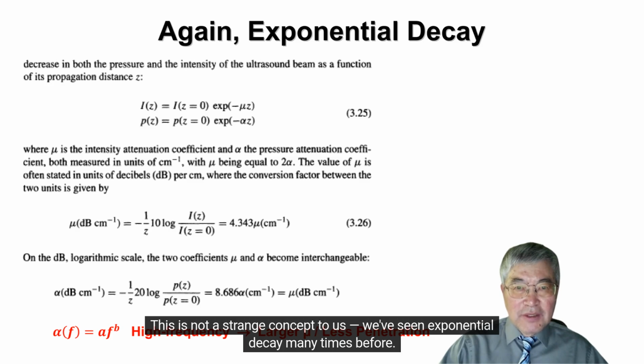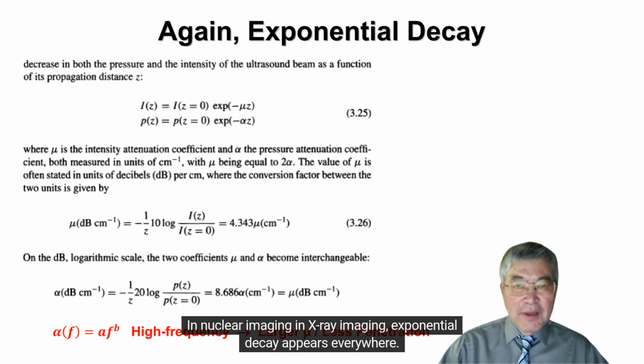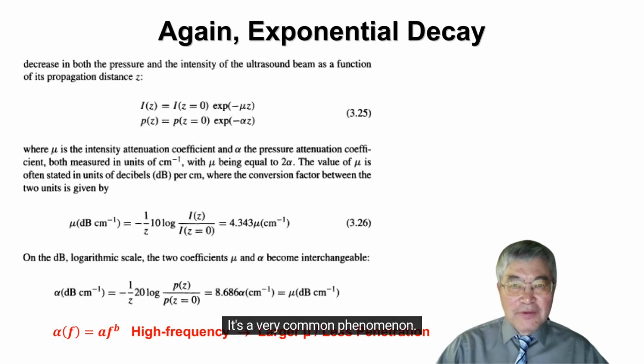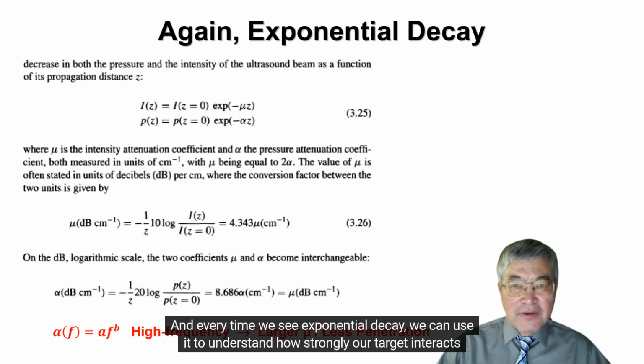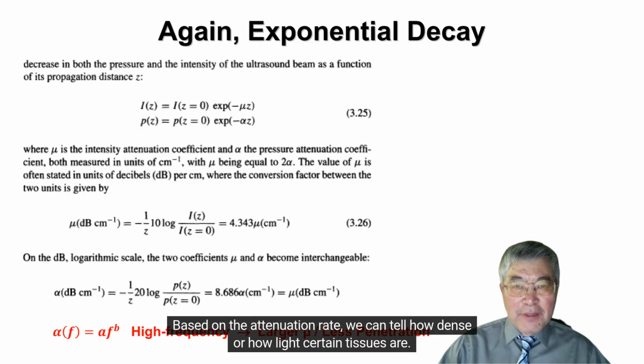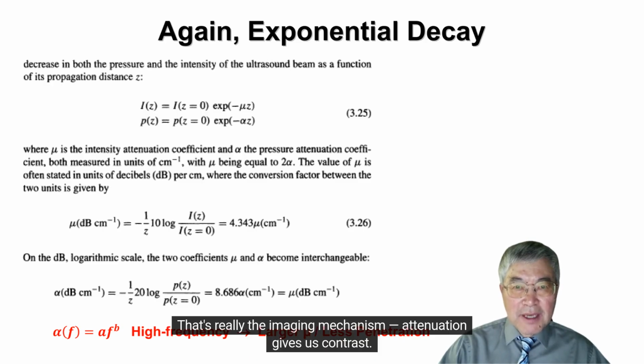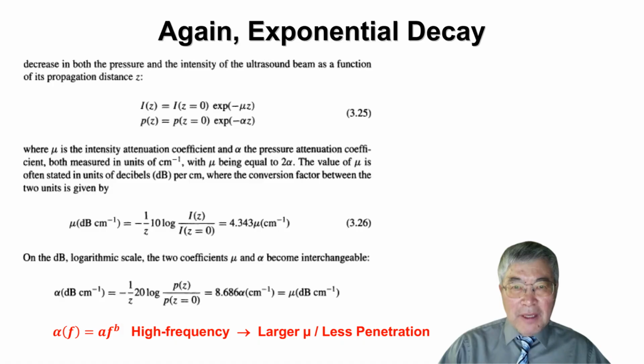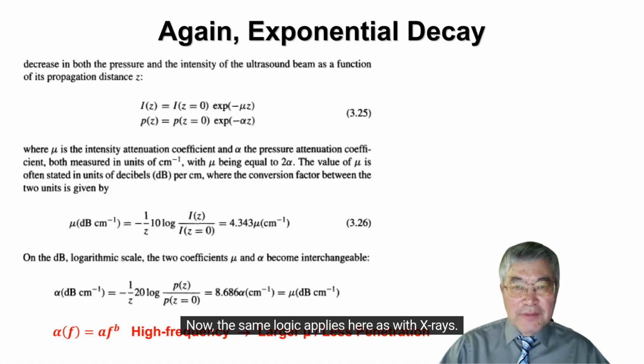This is not a strange concept to us. We've seen exponential decay many times before. In nuclear imaging and X-ray imaging, exponential decay appears everywhere. It's a very common phenomenon. And every time we see exponential decay, we can use it to understand how strongly our target interacts with the probing beam. Based on the attenuation rate, we can tell how dense or how light certain tissues are. That's really the imaging mechanism. Attenuation gives us contrast.